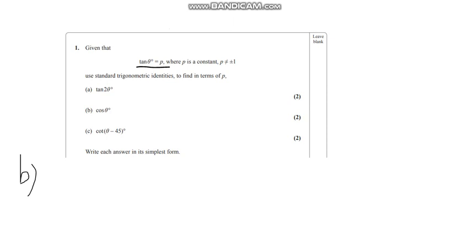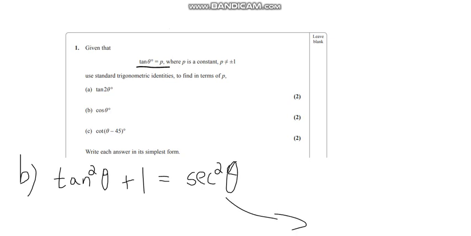And for the B part, I want you to do the same thing, just write out all the identities you know. This is the identity I came up with for the second part: tan square theta plus 1 equals sec square theta, and I'll show you why. Because sec square theta is equal to 1 upon cos square theta. If you don't know, 1 upon cos theta is sec theta, and we have sec square theta, so this will be 1 upon cos square theta.